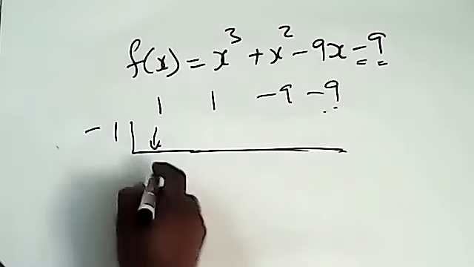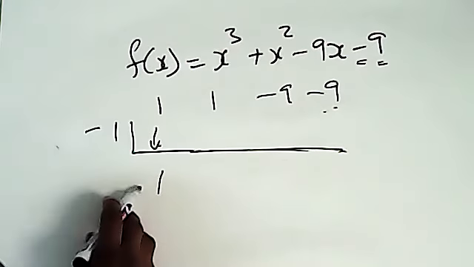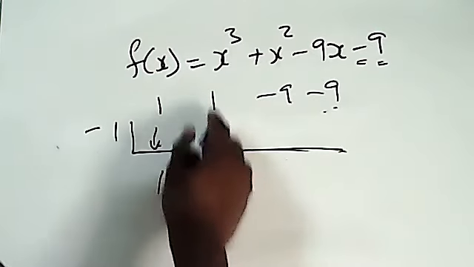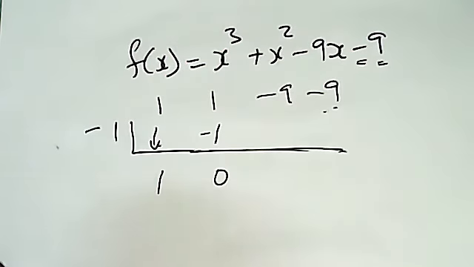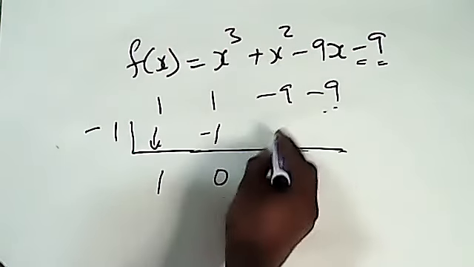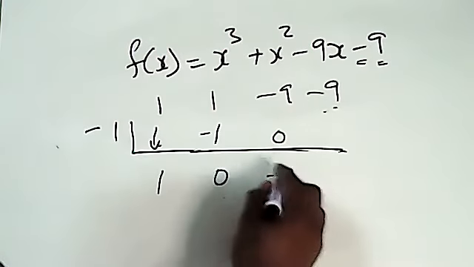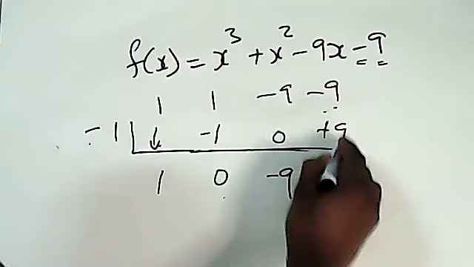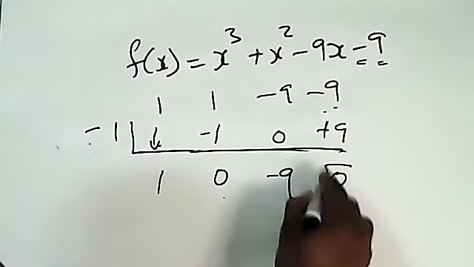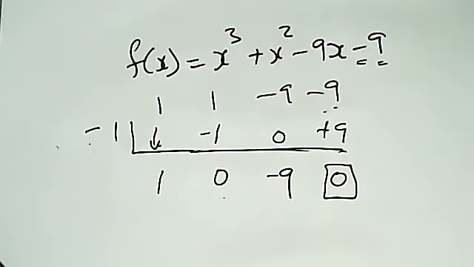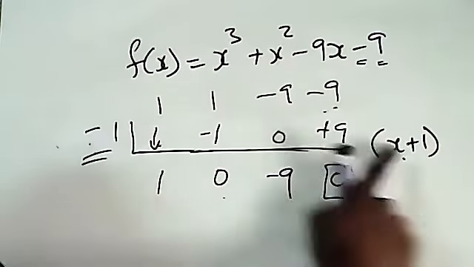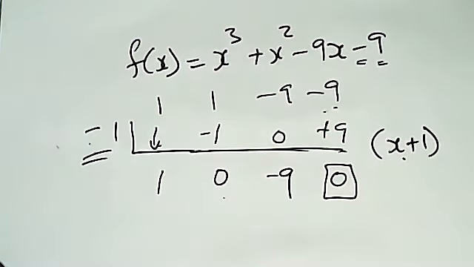You drop, the first one is 1, you multiply negative 1 and 1, that will give you negative 1. So negative 1 plus this, obviously it will be minus, so it's 0. Negative 1 multiplied by 0, that's 0. And negative 9 plus 0, that's negative 9. Negative 1 multiplied by negative 9, that's positive 9. So negative 9 plus 9, that will be 0. So you see that the last one is 0. So it means that the correct factor is minus 1, which is x plus 1, right? Because if it's negative, you change the factor. So x plus 1 is the correct one.